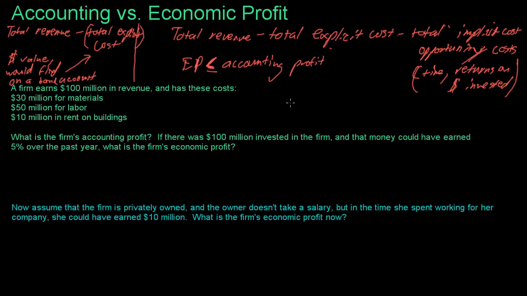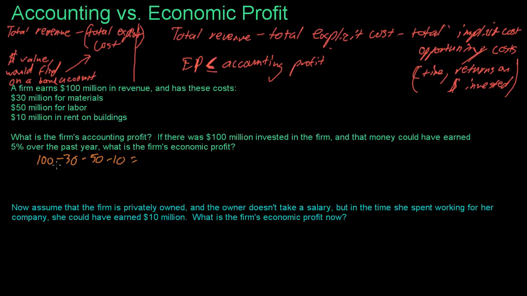So now we've been talking in abstractions, and so now we're going to get down to an actual example so that you can see this a little bit better. Let's say that a firm earns $100 million in revenue and has these costs laid out below. It has $30 million in materials to make whatever it sells. It has $50 million that it pays to its employees for labor. And it has $10 million that it pays for rent for the buildings for all of their offices. So the first question is, what is the firm's accounting profit? It's pretty simple. It's just 100 million minus 30 minus 50 minus 10.